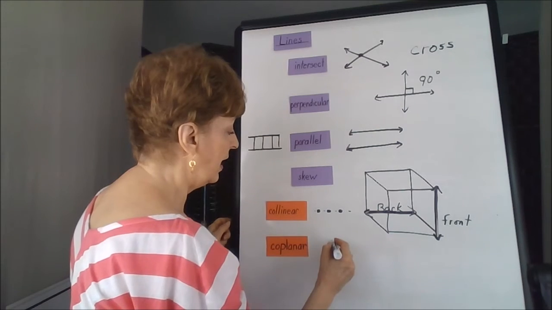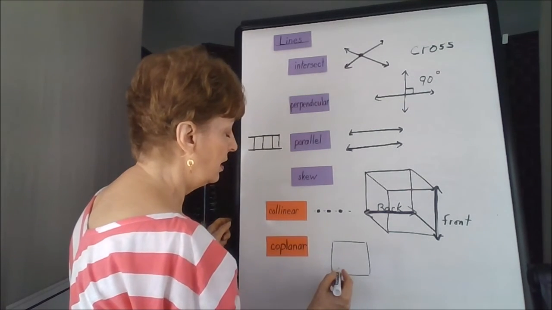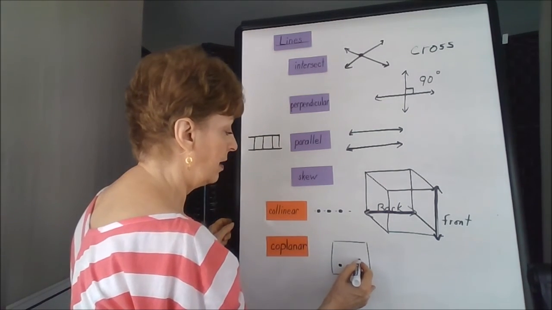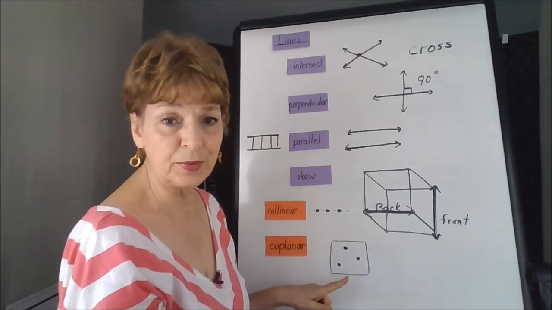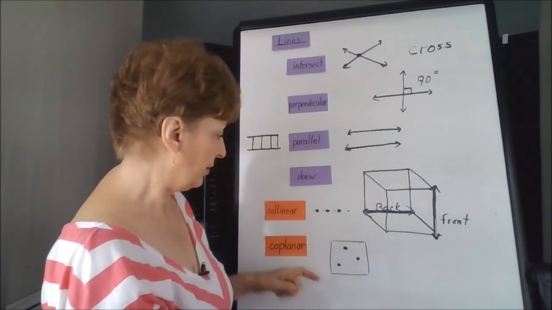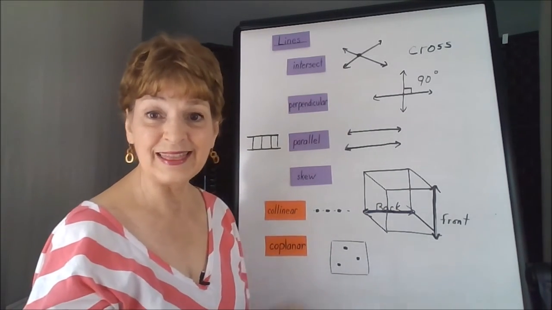Coplanar points are on the same flat surface. So it would be like dishes on a table or checkers on a checkerboard. Coplanar. Please add these to your notes.